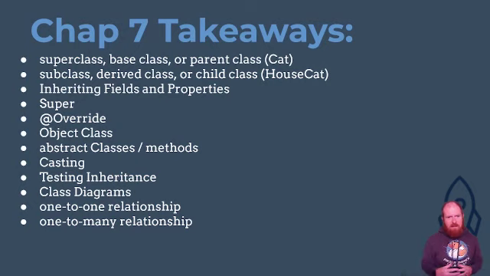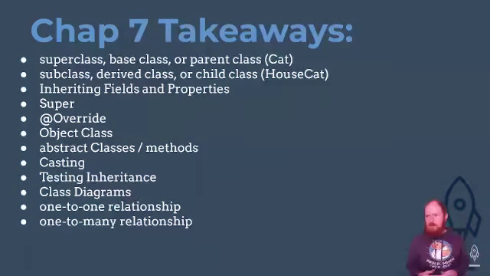Your subclass, or derived class, or child class, and I will call it a child class, is your house cat example from the book. Whenever you have a cat and a house cat, there are certain properties that you can inherit because a house cat is a type of cat. So it walks on 4 legs, and you know that it inherits that property. We will use the super keyword. That just means go to my parent class and go get it.